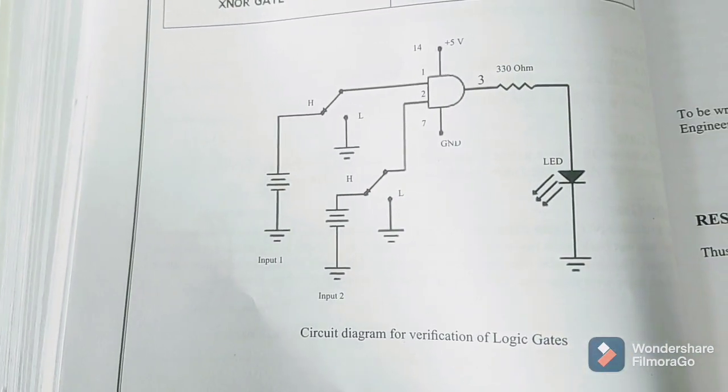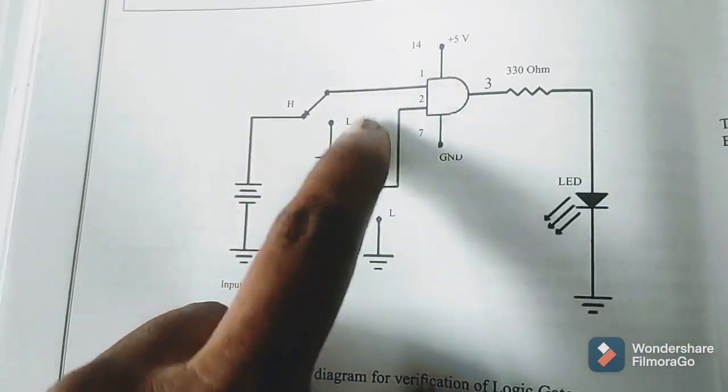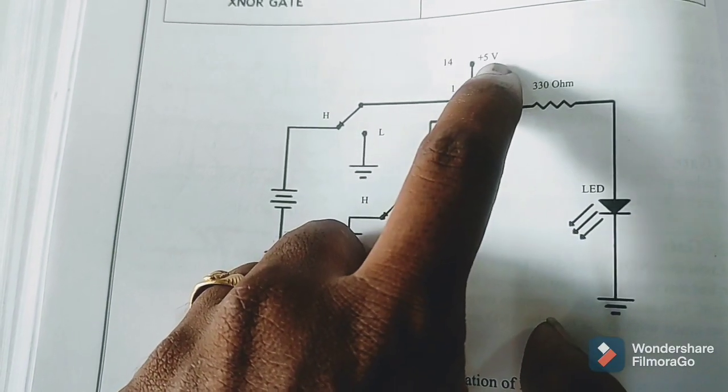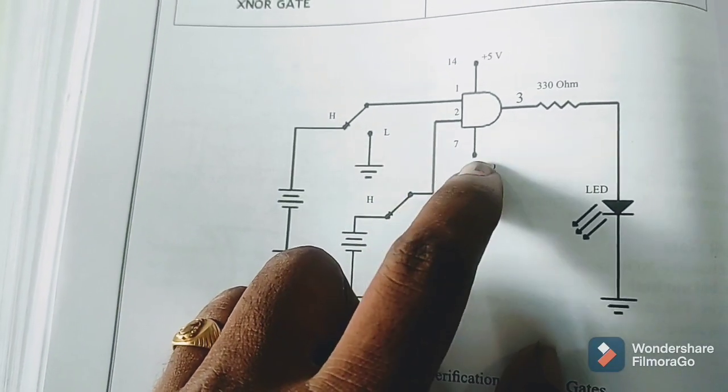This is the circuit diagram. Here we have chosen 1 and 2 as input terminals and 3 as the output terminal. For the 14th pin, we need to give a 5 volt source, and the 7th pin, we need to ground it.